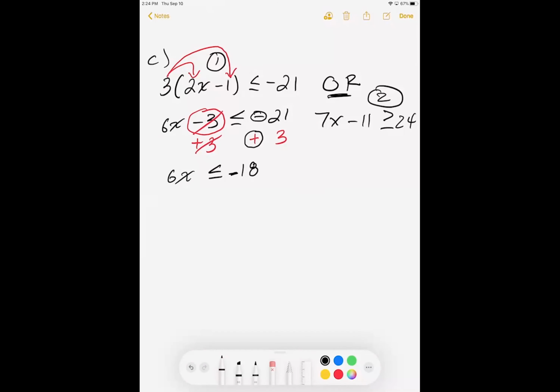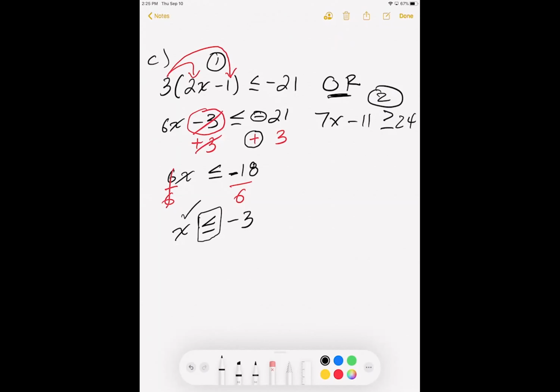And lastly, we need to divide by 6. We need to get rid of the 6, and to get rid of the 6, we need to divide. And if we divide, make sure that you see that my inequality did not change direction. Why? Because I did not divide by a negative number. My answer can be negative. My answer, 6 going into negative 18, will give me negative 3. But because I did not divide by a negative number, my inequality stays the same, okay? So my x is done. I solved for x for the first one.